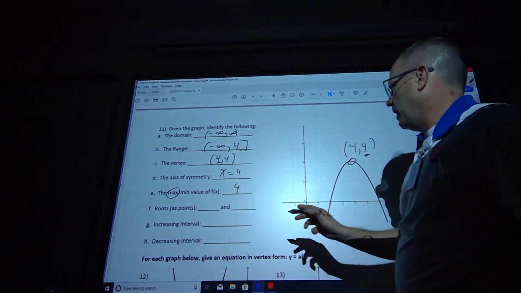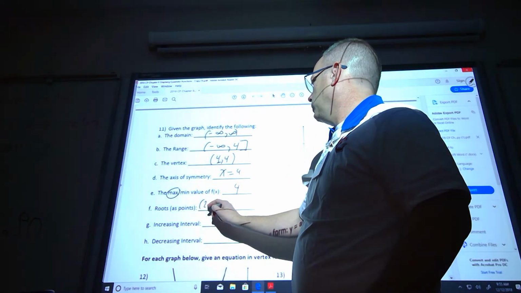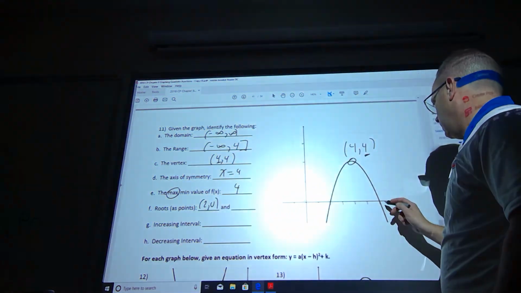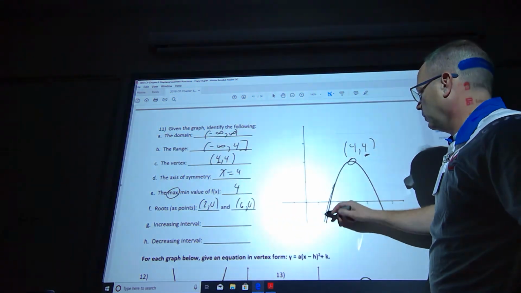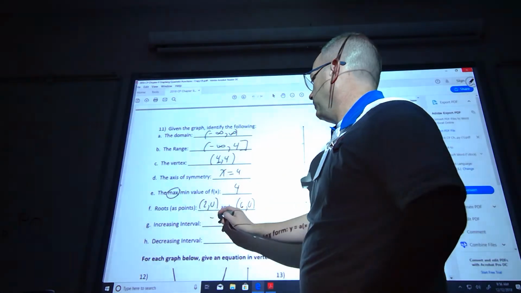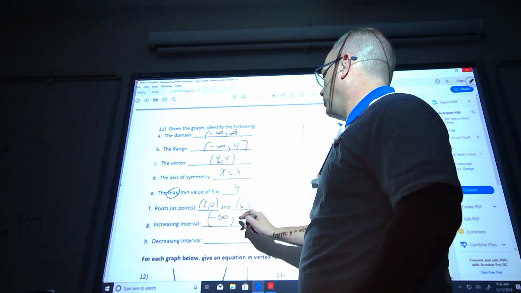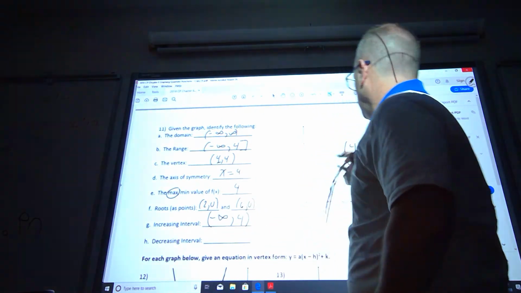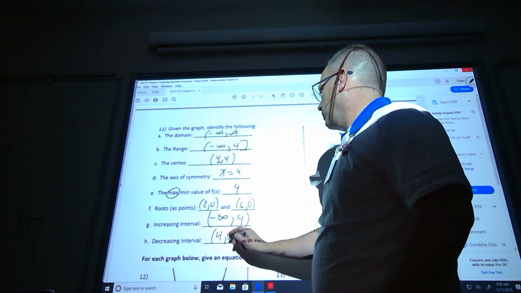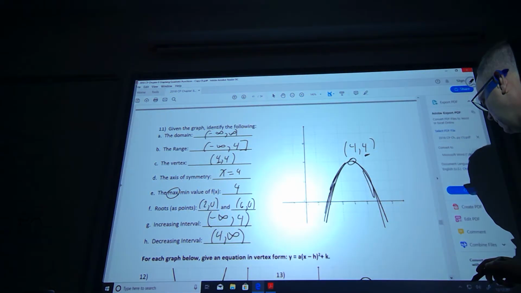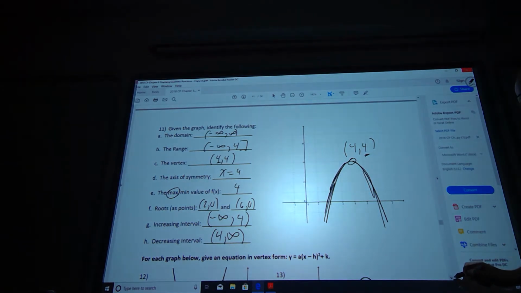My roots are at 2. So we can put 2, 0 and 6, 0. Where is it increasing? Well, it's increasing all right here. So from negative infinity up until the x component of my vertex of 4, decreasing all here. So again, rounded bracket at the 4 goes to infinity. And that problem's done.